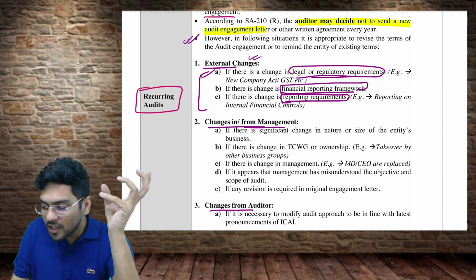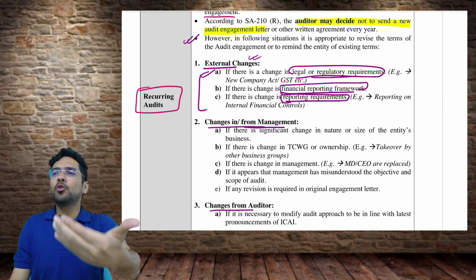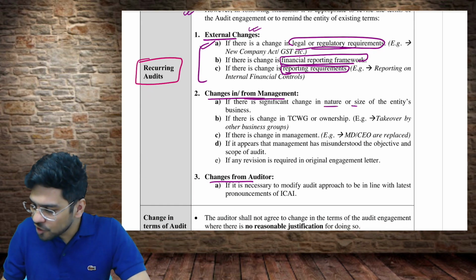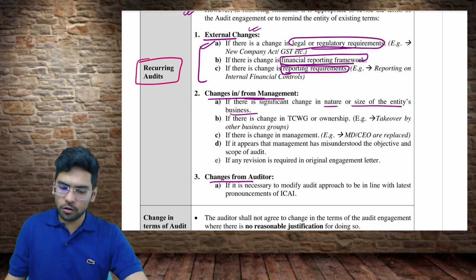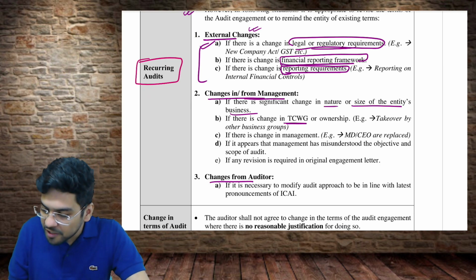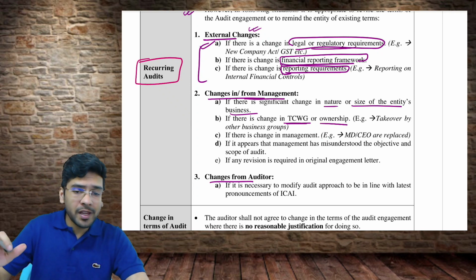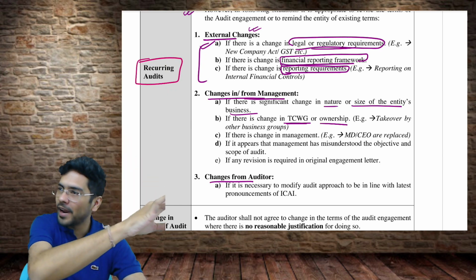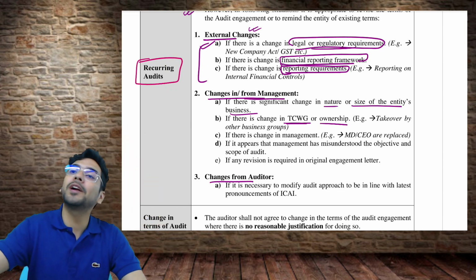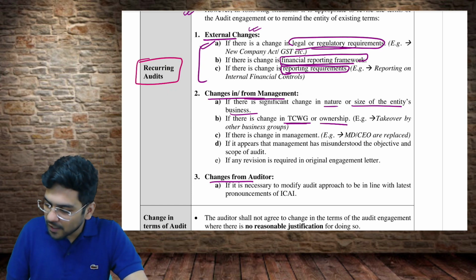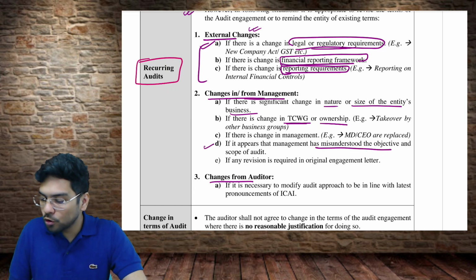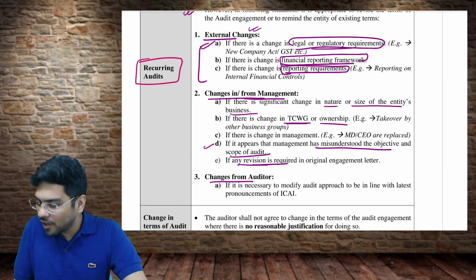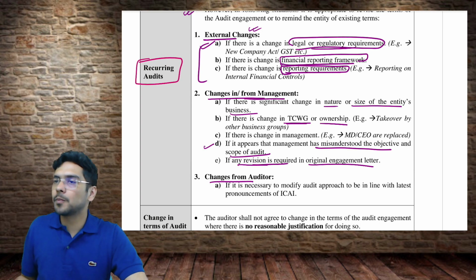Second, if there is some change from the management's side. If there is a significant change in the nature or size of the entity's business, the business has altogether changed. Or if there is a change in TCWG or ownership, the company has been taken over by some other company. You must have sent the previous AEL to the old management, but now a new management has come in, so it is better to give them a fresh AEL. Then if it appears that management has misunderstood the objective and scope of the audit, or if any revision is required in the original engagement letter with respect to management.